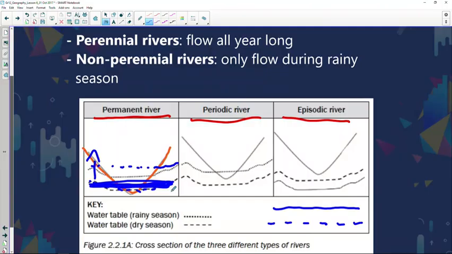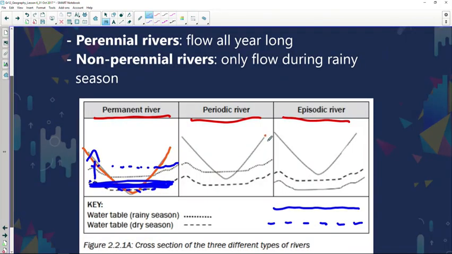And that's our permanent rivers. It's very similar to what you've learned in grade 10 about perennial rivers, because it flows all year long. Now, if you look at the periodic river, it is very similar to your non-perennial rivers. Unfortunately in South Africa, we don't receive that much rainfall and it is quite a dry area because of the subtropical high pressure belt, like we discussed in the previous lessons. Periodic rivers are like your non-perennial rivers. They only flow during rainy season.